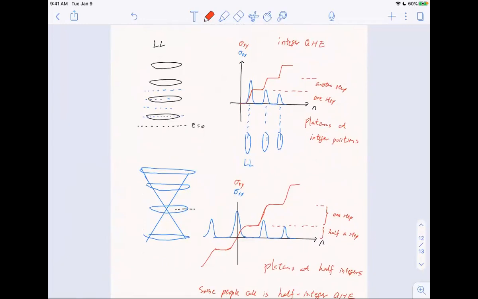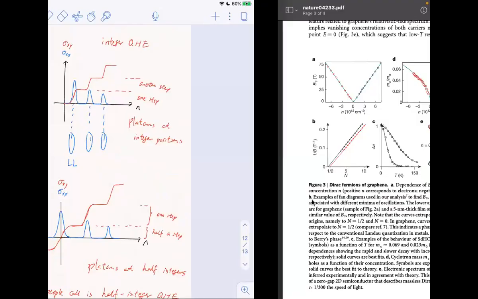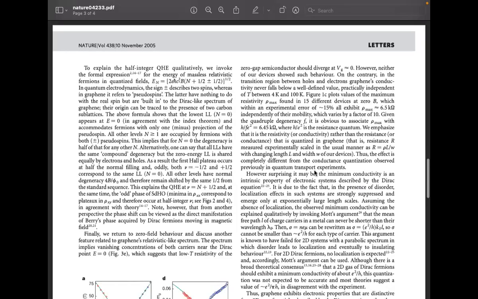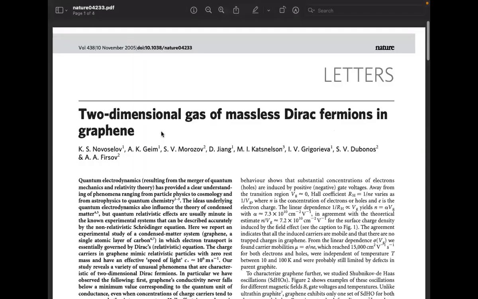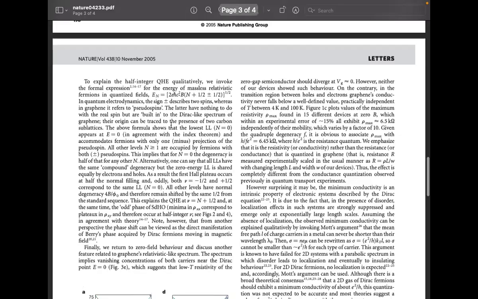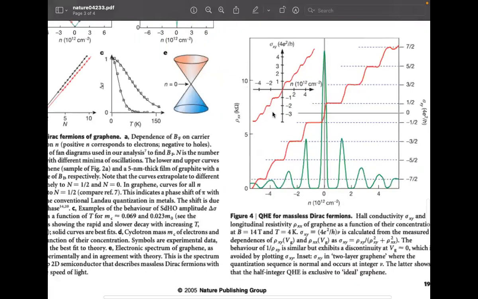And you can see this easily from the quantum Hall effect. Historically, that was the signature that people clearly knew it is the massless Dirac fermion, and it was reported in two papers. The first paper was in Nature in 2005. The first one was by Novoselov and Geim, and these two got the Nobel Prize. So these are the data.